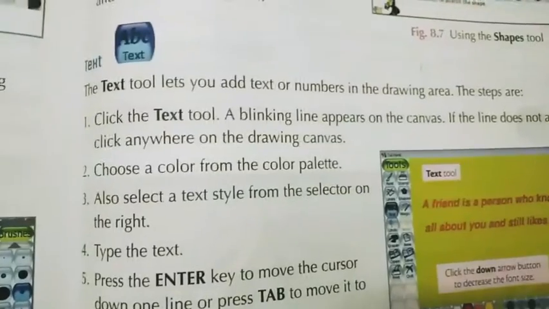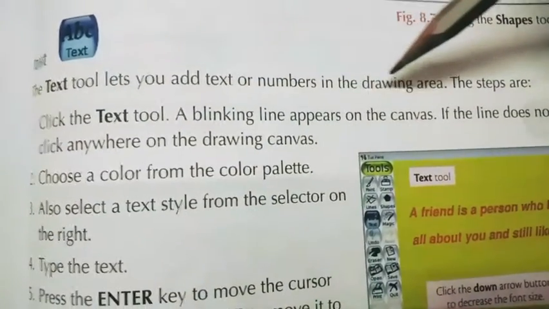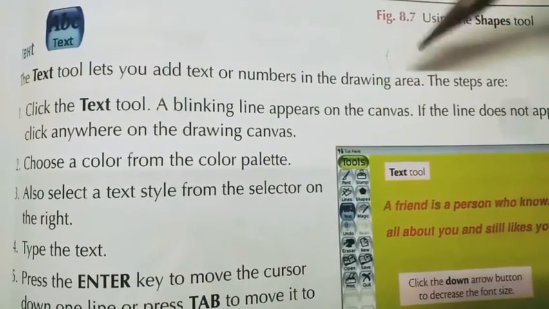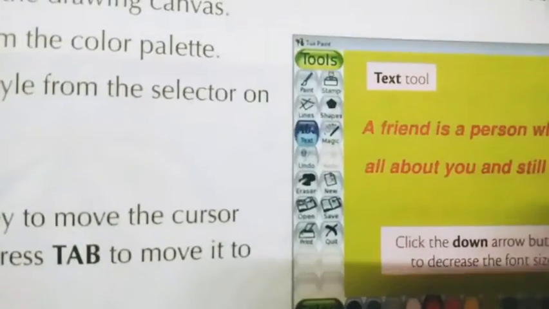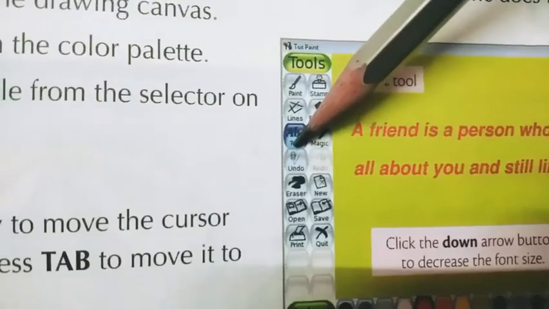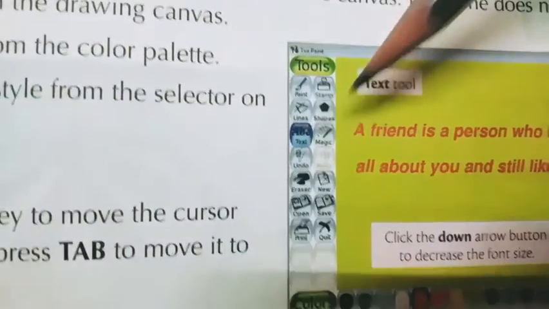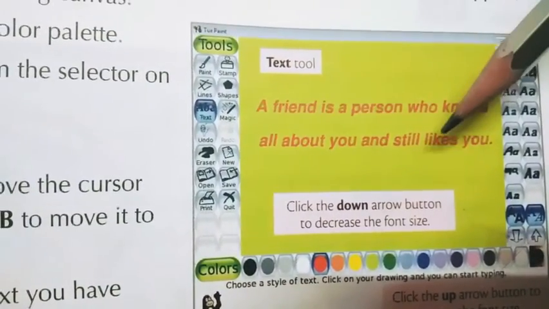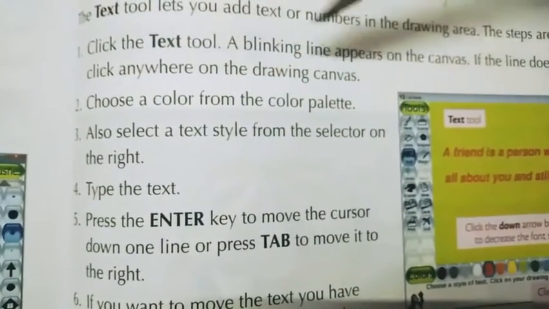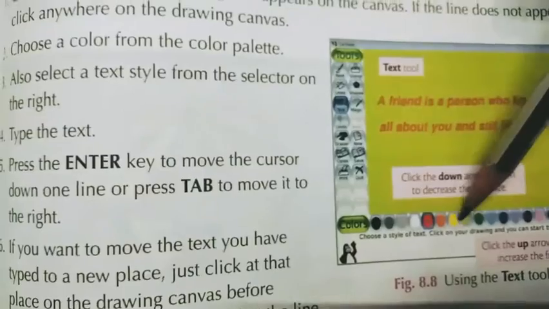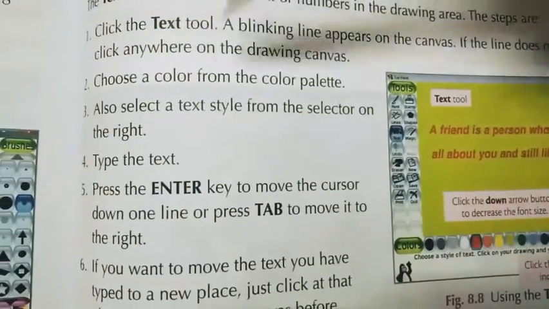Next is text. The text tool lets you add text or numbers in the drawing area. That means you can write anything using this text tool. So where is the text tool? Here, ABC is written. This is the text tool. With the help of this text tool, you can write anything here. Click on the text tool, then choose a color from the color palette. Which color do you want to write in?